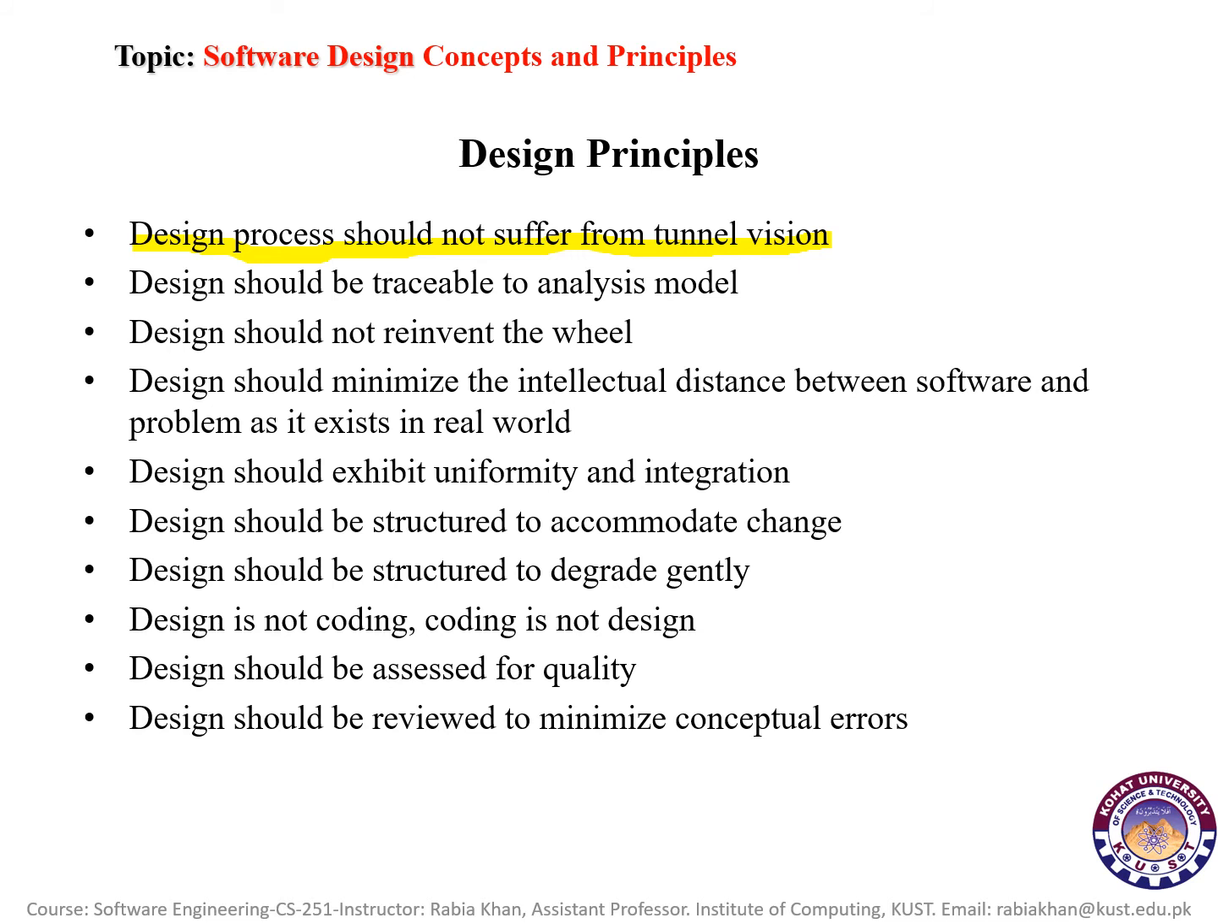The second design principle states that design should be traceable to the analysis model, because a single element of the design model often traces to multiple requirements. So it is necessary to have a means for tracking how requirements have been satisfied by the design model. All the requirements should be visible when you design the software. It is important that all the requirements of the user can be seen in the design.